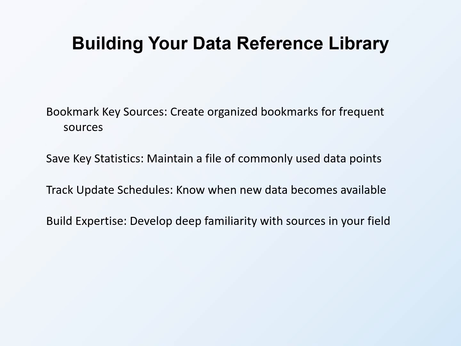Efficient grant writers build reference libraries of data sources they use repeatedly. Bookmark key sources by creating organized browser bookmarks for frequently accessed data portals and specific pages. When deadline pressure hits, you should be able to find essential data quickly rather than searching from scratch each time. Save key statistics in a maintained file of commonly used data points. If you frequently cite childhood poverty rates or diabetes prevalence, keep a document with current statistics, sources, and citation details. Update this file when new data releases.